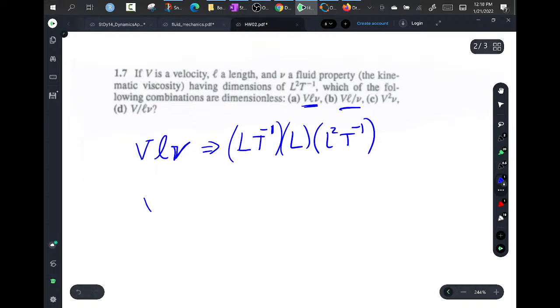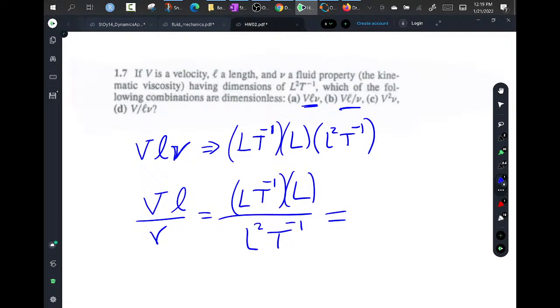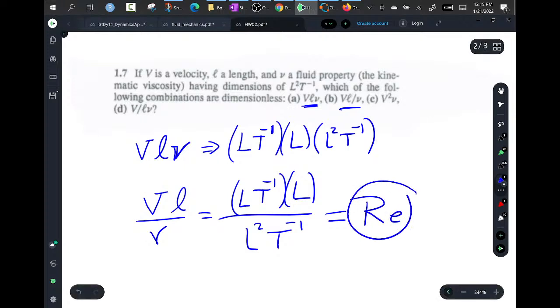This one I have hopes for. So let's look at the second one. V L over viscosity. L T to the minus 1, then I got an L, and then L squared T. Oh, yes. And believe it or not, that is what's called the Reynolds number.